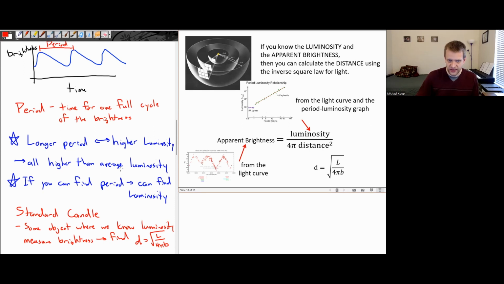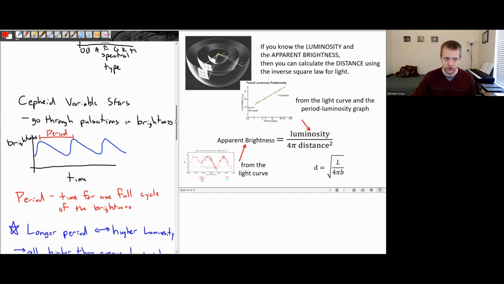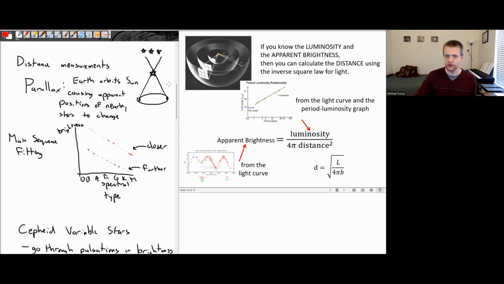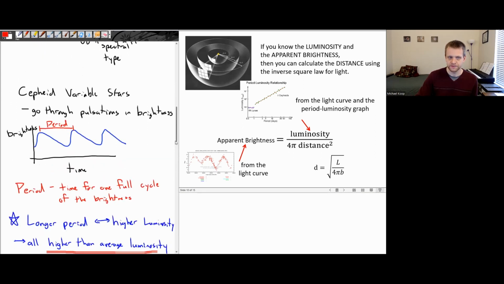Coupled with the fact that all of these Cepheid variable stars have a higher than average luminosity, which allows us to see them and detect them and measure them from greater and greater distances, we're able to use these Cepheid variable stars to measure distances to much, much greater values than using either this parallax method or this main sequence fitting method.